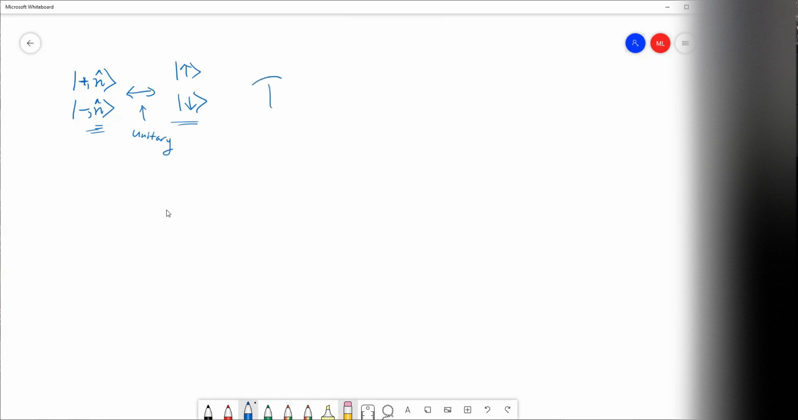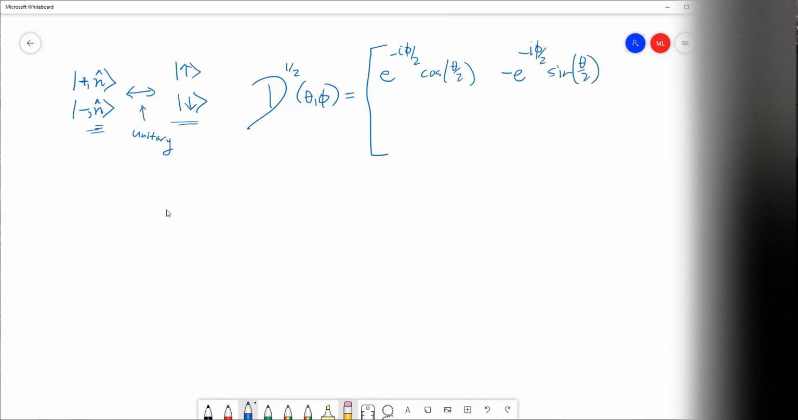And that's given by the so-called D^(1/2) matrix. And it's a function of the orientation of n-hat. And it's given by e to the minus i phi over 2 cosine theta over 2, minus e to the minus i phi over 2 sine of theta over 2.